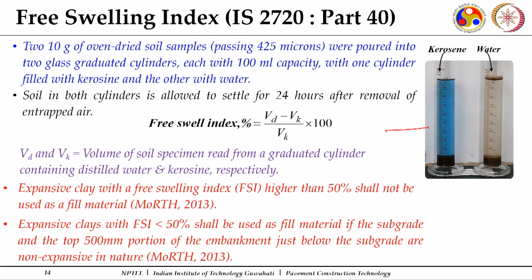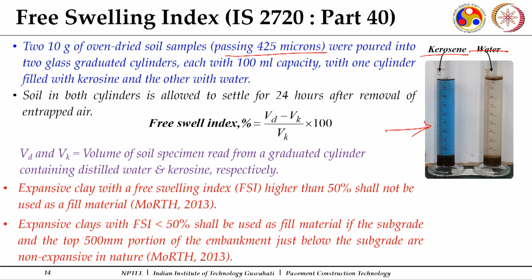So I can put my soil sample, again the one which is passing 425 micron, in these graduated cylinders. One will have kerosene in it. Why kerosene? Because it is non-polar, so there will be no expansion or swelling of the soil. Second, I'll put it inside water. So there the free swelling of the soil will take place.